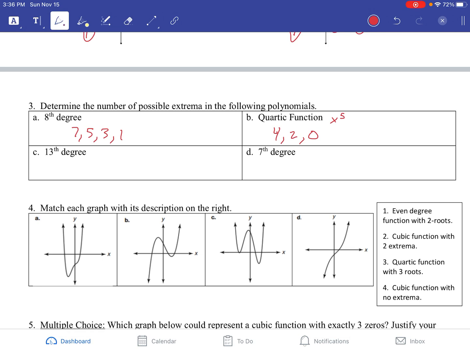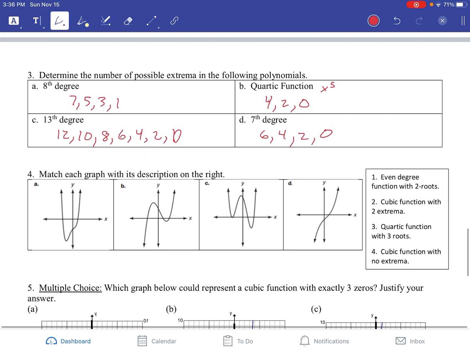13th degree, 13 minus 1 is 12, then every other number: 10, 8, 6, 4, 2, 0. And then 7th degree, you have 7 minus 1 is 6, 4, 2, 0. Okay, so all the odd degrees are going to have even numbers for extrema. All the even degrees are going to have odd numbers for extrema.